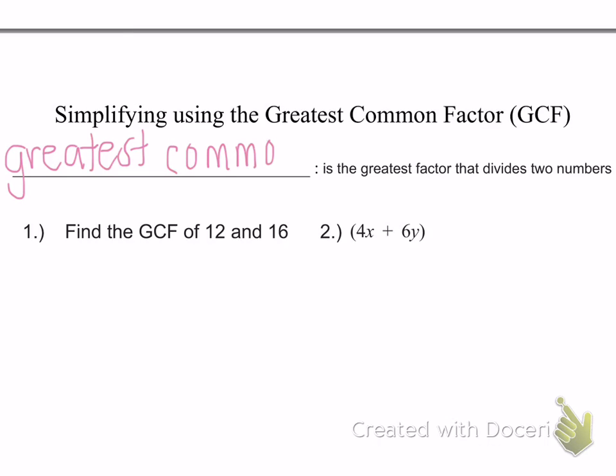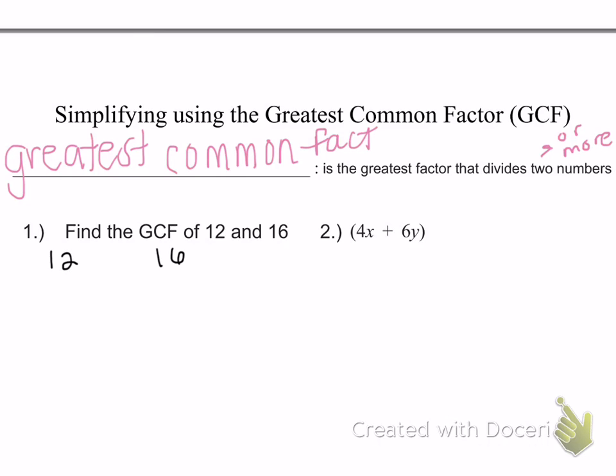A common factor is a factor that divides two or more numbers or factors. Okay, so that's just the basic definition, and I'm sure you've seen this before, but it's a little different with quadratics. So here's the problem you've probably seen before: find the greatest common factor, or the GCF, of 12 and 16. So we have 12 and we've got 16.